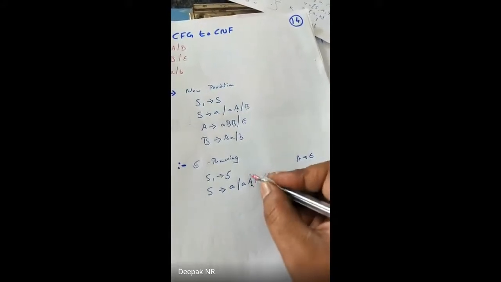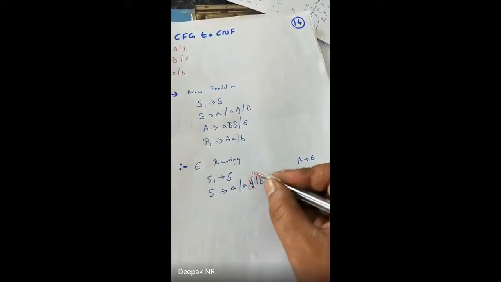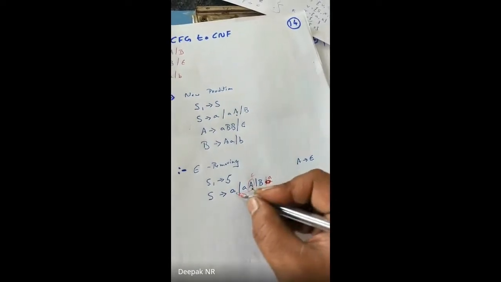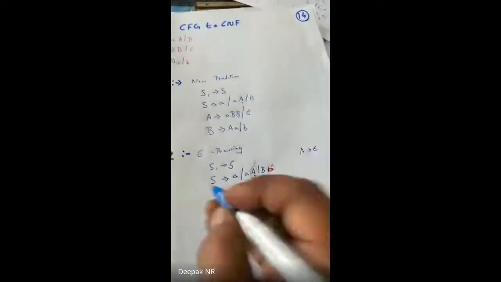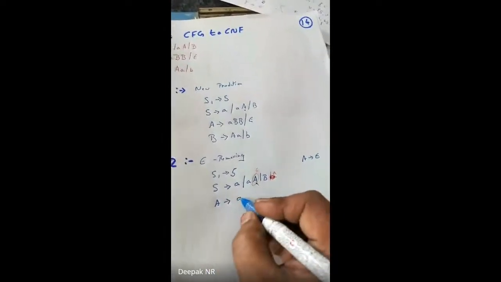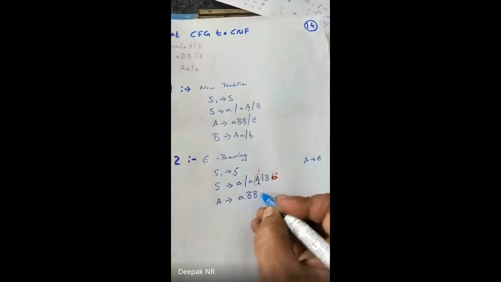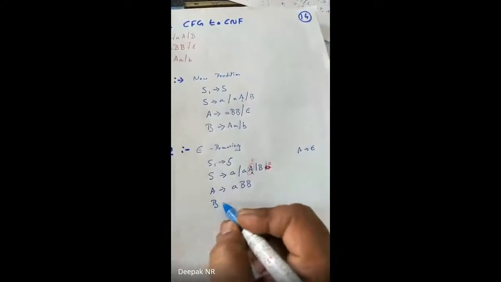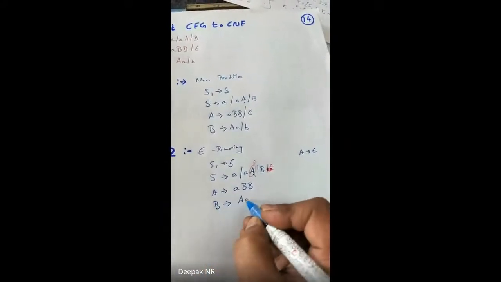If I remove this as an epsilon, my answer will be A. I will write here A. The A is already here, so I will stop. Clear? Okay, now I will go with A. A tends to ABB slash epsilon. I will remove slash epsilon. Clear?